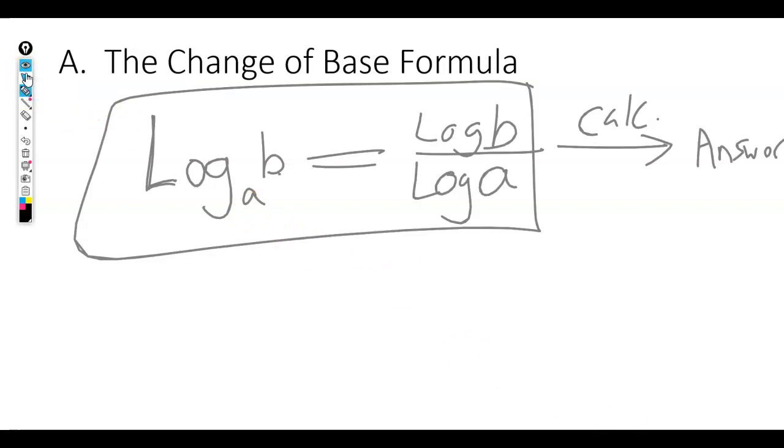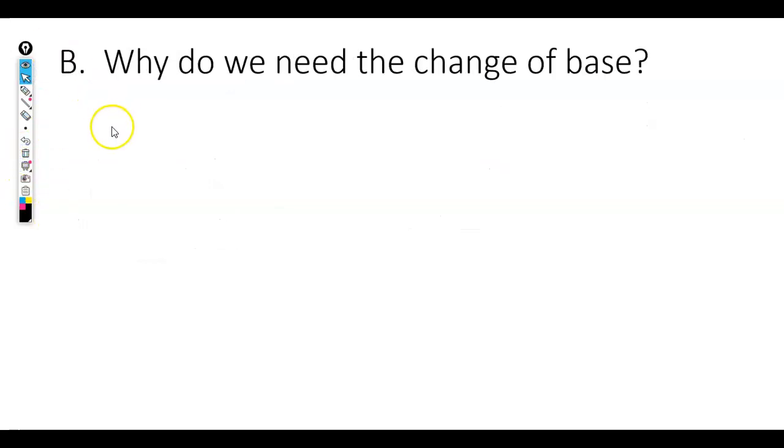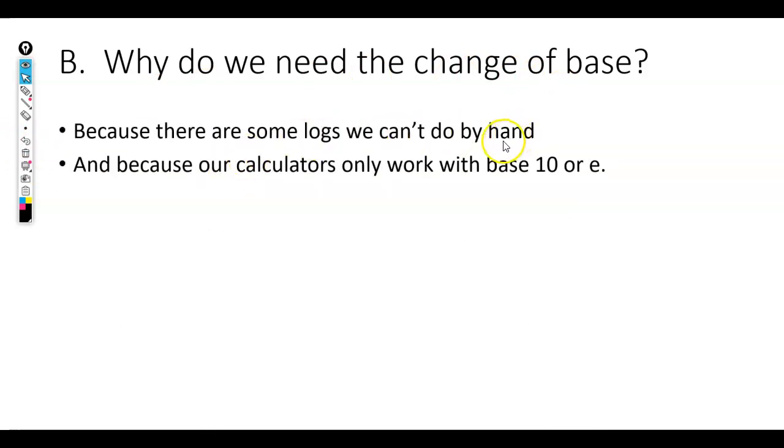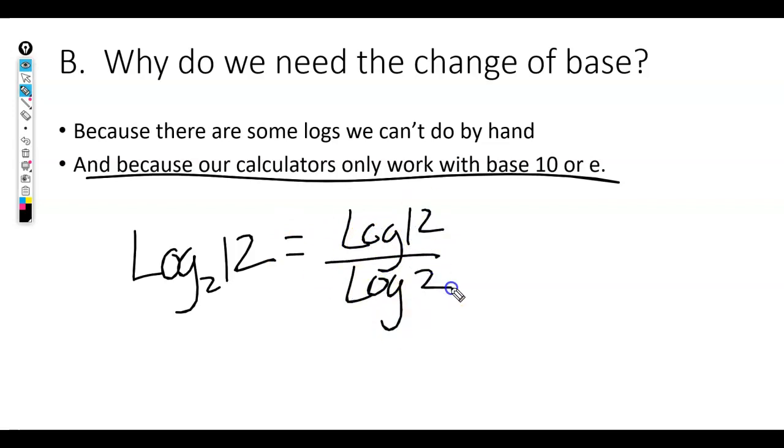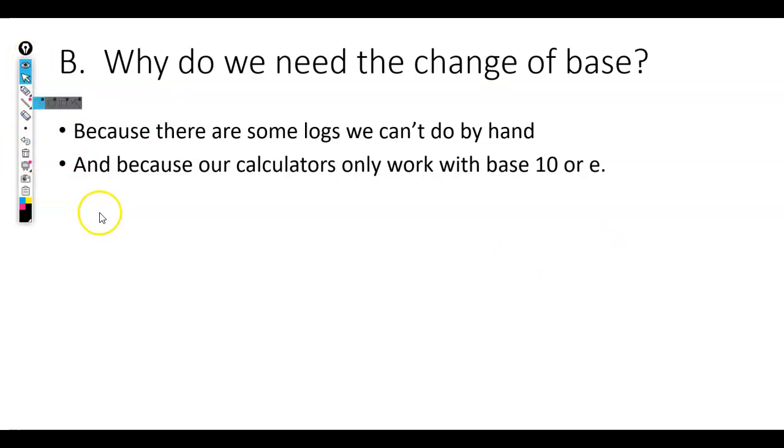Okay, so let's go ahead and put this to work for us a little bit. I think we've already answered this question, but it's a nice thing to have in your notes. Why do we even need the change of base formula? Because there are some problems that we can't do by hand. Like, for instance, log base 2 of 12. We don't have any properties or anything that we could do to help us get that by hand. And since our calculators only work with base 10, we can just rewrite it like this with base 10 logs instead, and then we have our answer. Okay, so that's the change of base formula, and that's how it works.